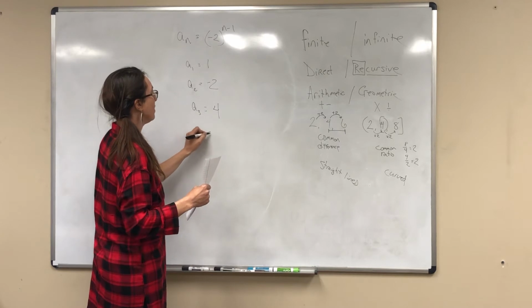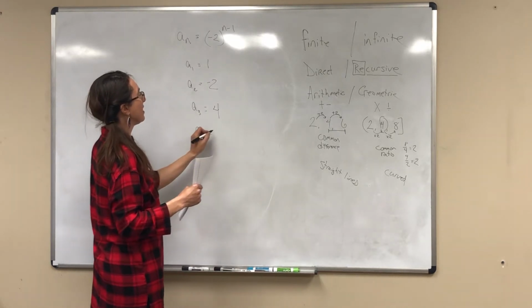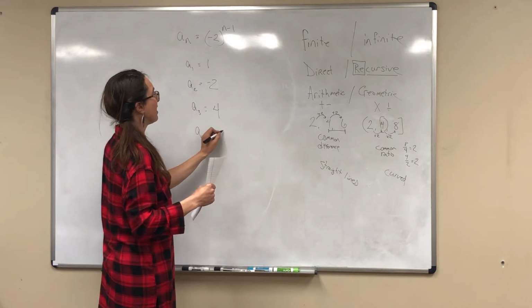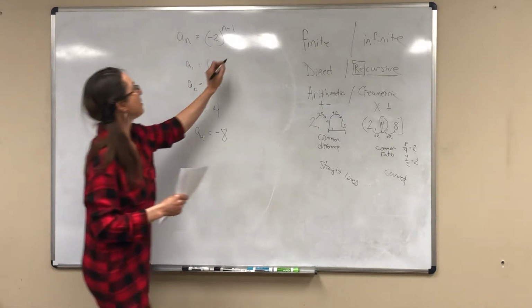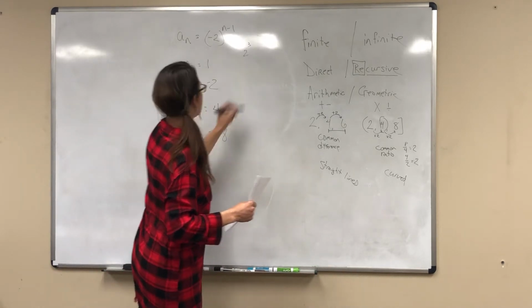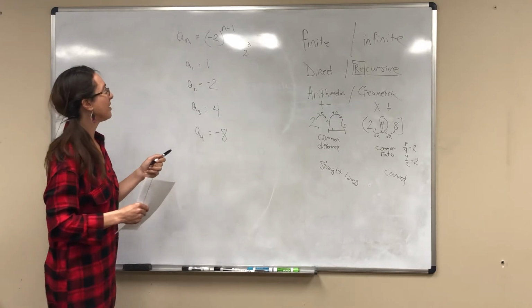A of 4 would be negative 2 to the 3rd, which is negative 8, since it's negative 2 times negative 2 times negative 2. The next one would be 16.